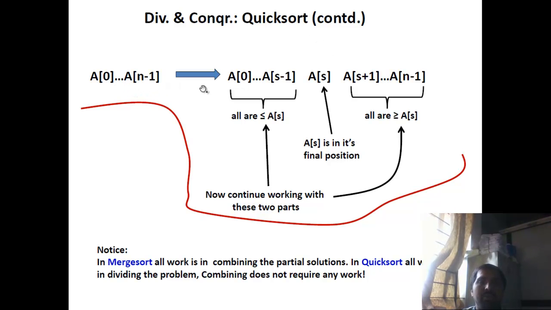You have 0 to n minus 1 and A of s is the pivot element. Less than A of s we take as the left side subarray and greater than A of s we take as the right side subarray. Here in merge sort we use a combining process to get the solution, but in quick sort you need not apply a combining process directly. While sorting the elements based on the pivot, we get the solution combined.